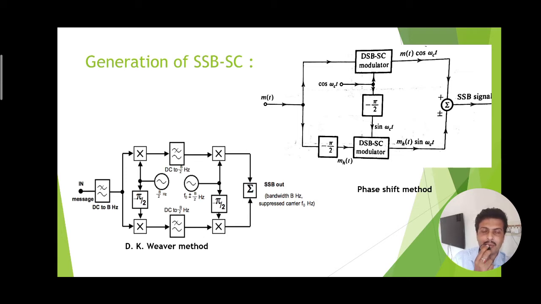So that is why the Weaver method is more beneficial compared to the phase shift method in terms of the cost of realization. And the final stage is similar to the phase shift method, because it is also using the adder or subtractor for the generation of the lower sideband or upper sideband.